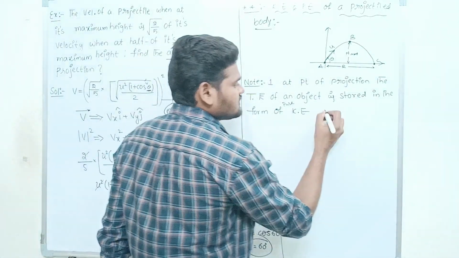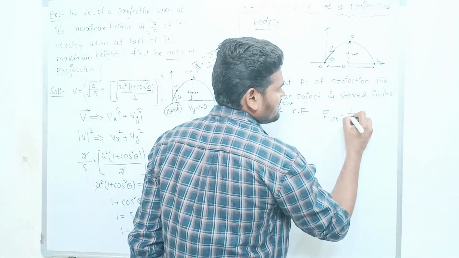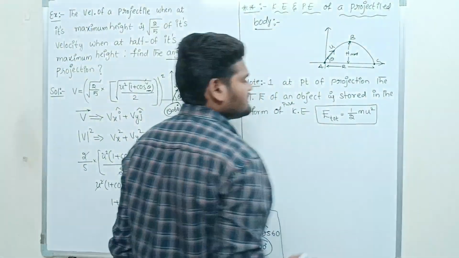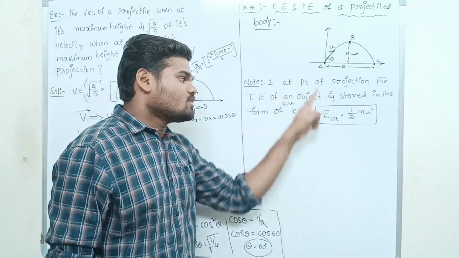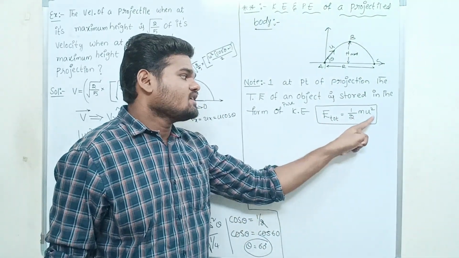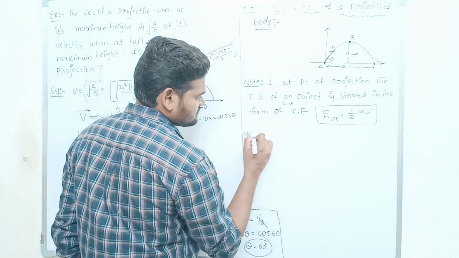Okay? So total energy E total is equals to half m u square. This is the formula for kinetic energy. So total energy of the projectile body at the point of projection is purely kinetic energy. That is half m u square. Are you getting? Okay. So note number 2.